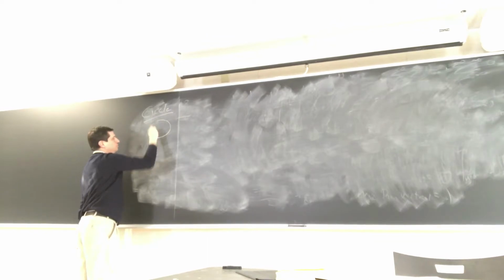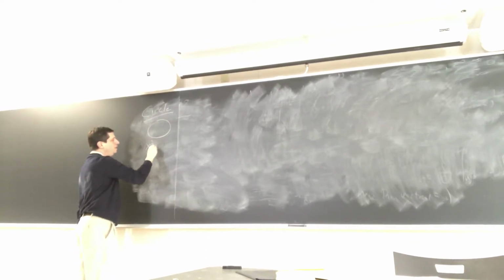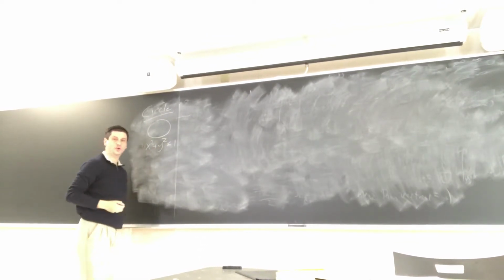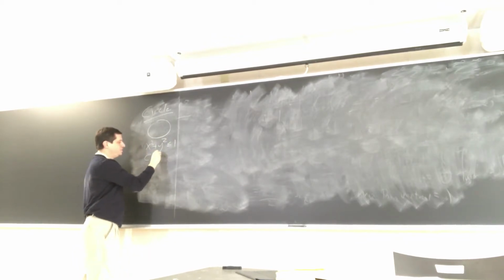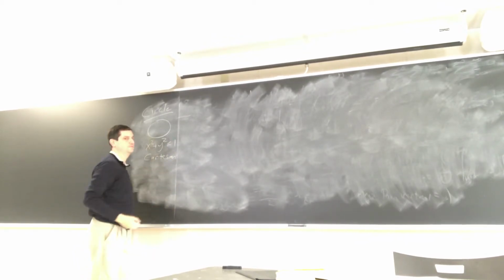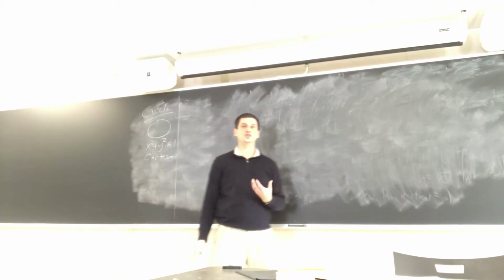So we will start off with a circle. x squared plus y squared is less than or equal to 1. This is the equation of the circle in Cartesian coordinates. What does the circle look like in polar coordinates?